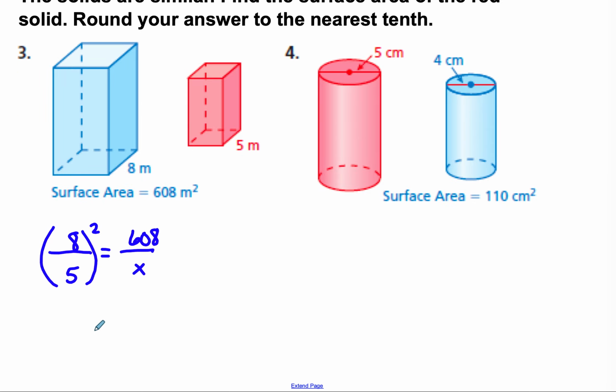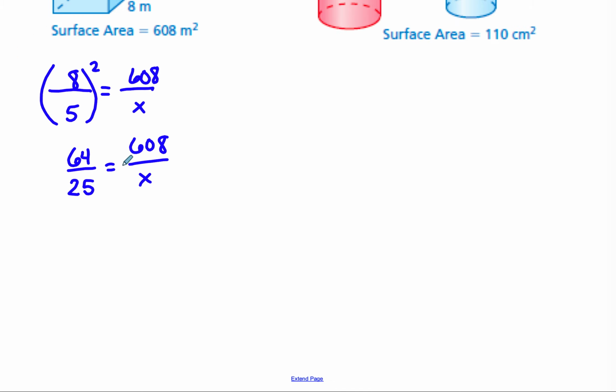All right, let's go ahead and check our answers. Next step on number 3 is to square our numbers. 8 times 8 is 64. 5 times 5 is 25. So I have 64 over 25 equals 608 over x. I don't see an easy multiplication pattern, side to side or up and down, so I'm going to do cross products on this one. 64 times x is 64x. And then I need to do 608 times 25. That gives me 15,200. And then I need to divide both sides by 64.